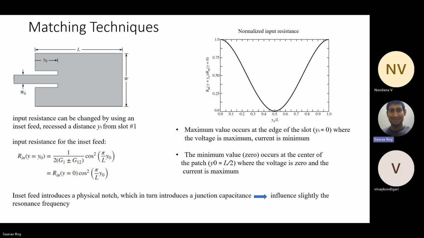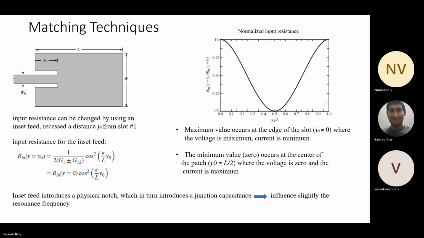Yeah, right. See, in the equation here, it shows R in at y equals y naught is related to R in at y equals 0. Y equals 0 is the first radiating slot on the left-hand side. So if you normalize it, what is left? Normalizing R in at y naught by R in at y equals 0, only the cos square term is left. So that cos square term has been plotted here. This plot only shows the cos square term, how it varies with pi y naught by L.